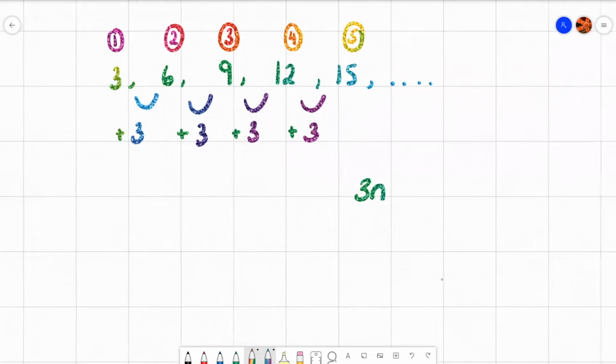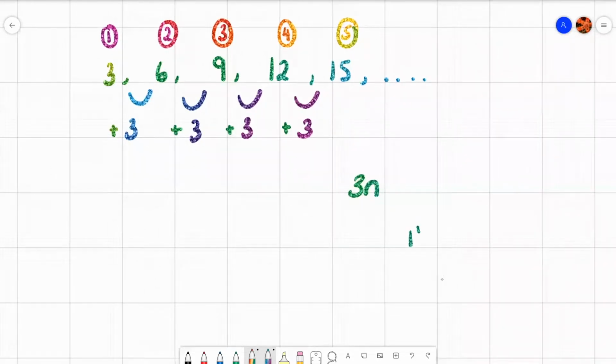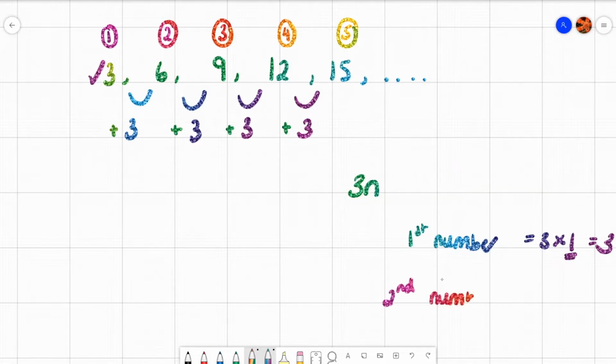So we're going to double check. If I want the first number in my sequence, well, 3n means 3 times n. So 3 times 1, because I want my first number, which is 3. And yes, my first number is 3. If I wanted my second number, I would do 3 times 2, because the number I want in my sequence is the second number, which is 6. Yes, it is, and therefore it is correct. This sequence, the nth term, is 3n, and we know that because it's a 3 times table.